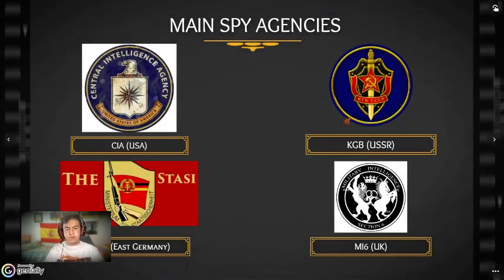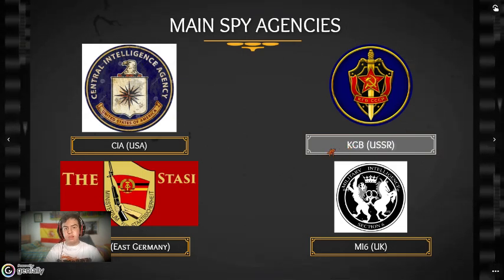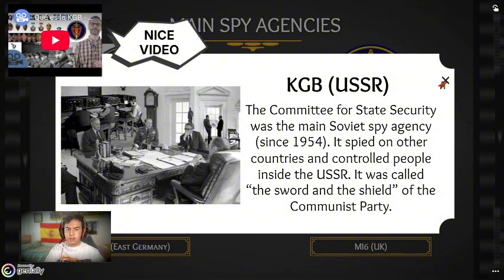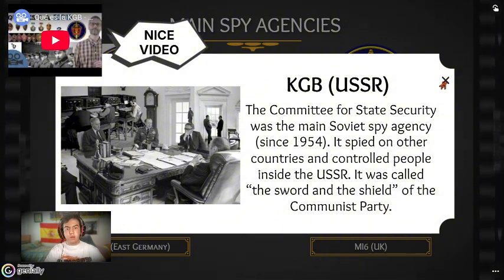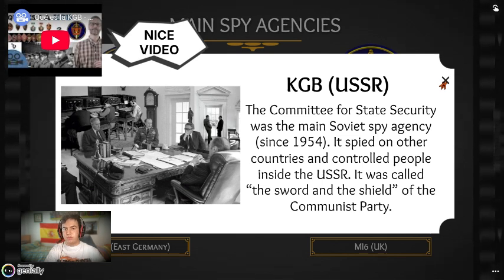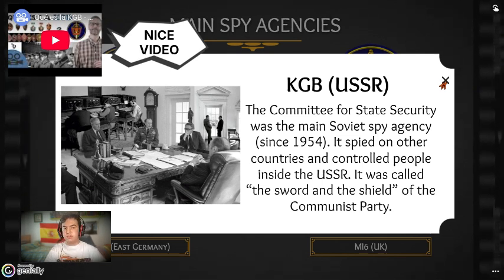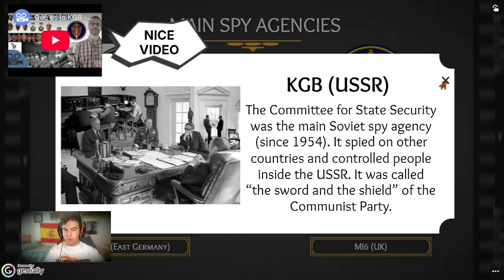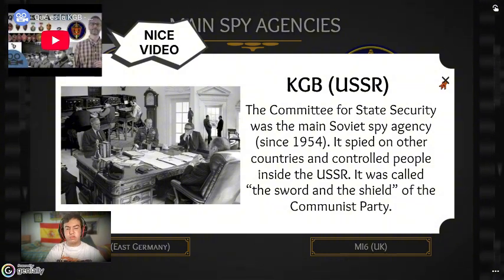Later, we have the KGB of the USSR, the Committee for State Security, the Soviet spy agency created approximately in 1944. It spied in other countries and controlled people inside the USSR, and it was the shield of the Communist Party.